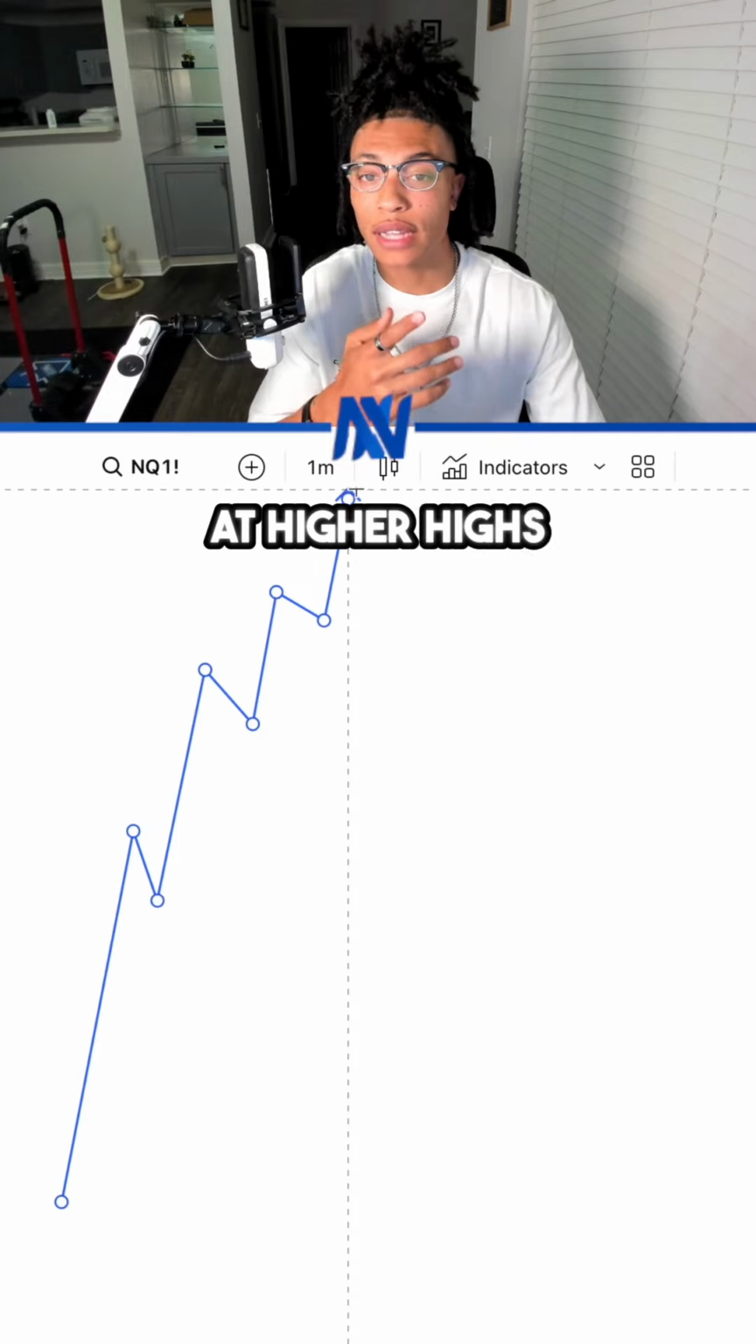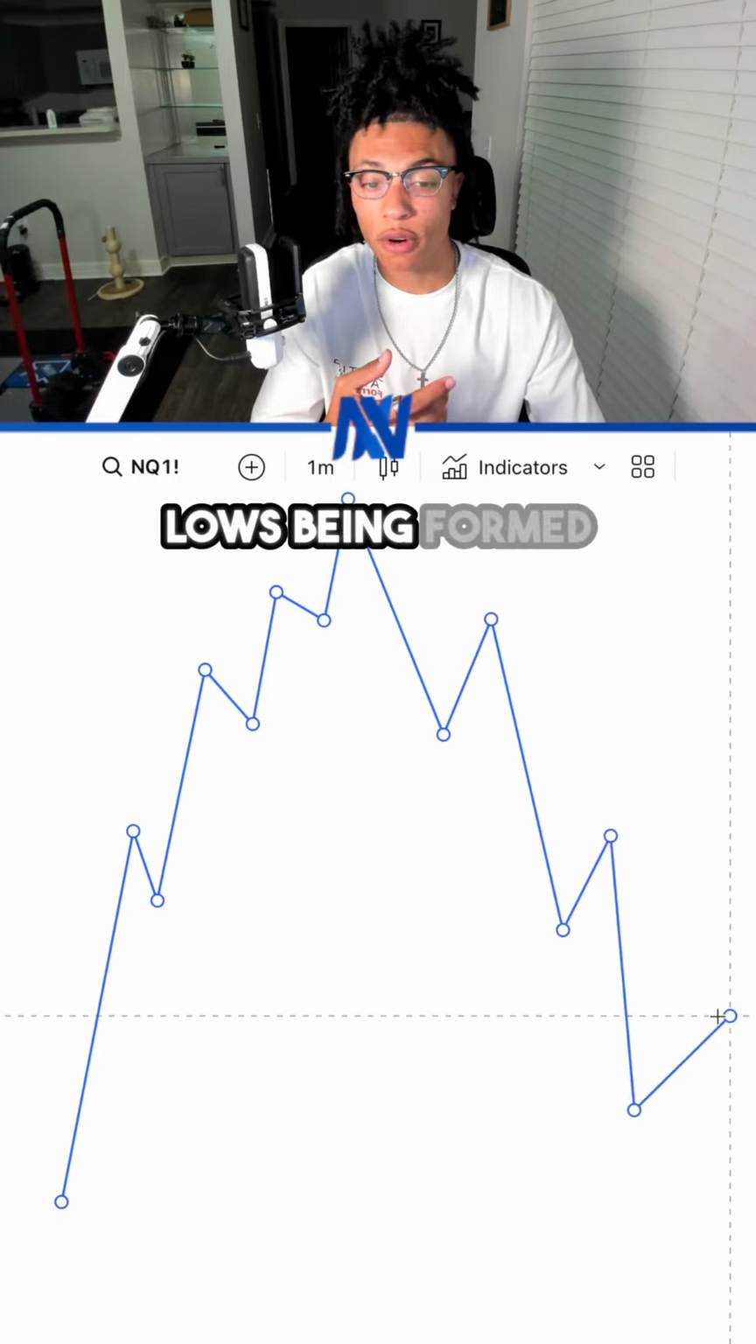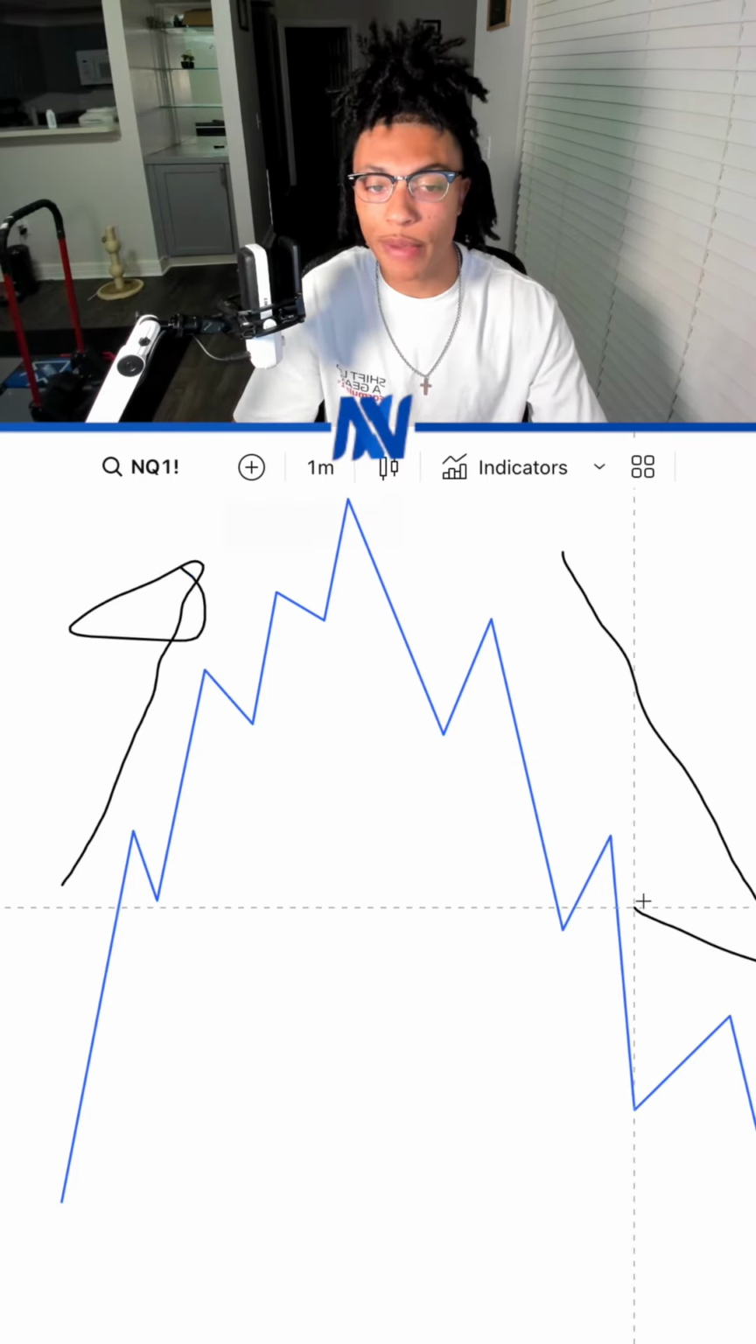If we're looking at higher highs and higher lows being formed, it's a bullish trend. But if we see lower highs and lower lows being formed in the market, then we're looking at a bearish trend. If we see a bullish trend, we enter long, and if we see a bearish trend, we enter short.